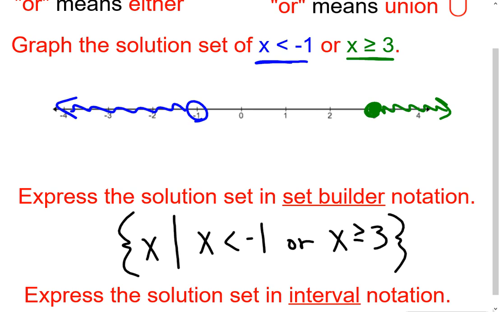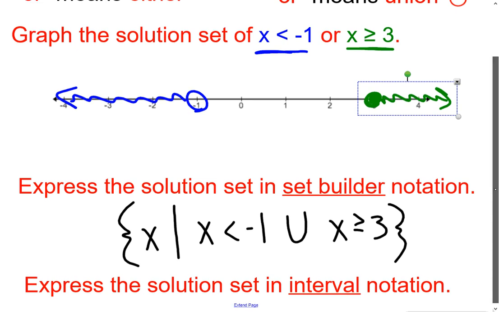Now sometimes, like I said, we could use this symbol, union, which really just means or. But we have the union, so it's basically telling us we have two solutions, or two sets of solutions. We have all of these, but then we also have to include all of those. And that's what our set builder notation is saying.